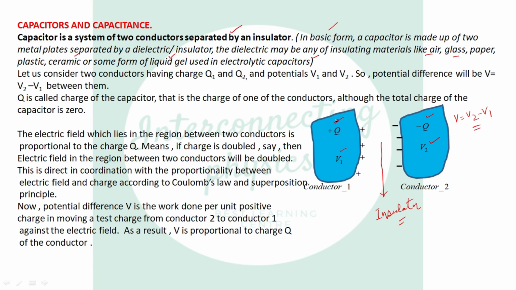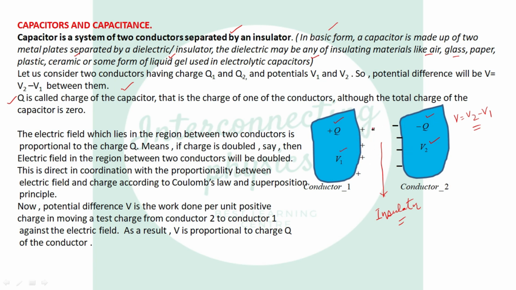Now you see the system. If we consider this as a system, then the total charge on the system is 0, plus q minus q is 0. But we say q is called the charge of the capacitor. What is the charge of the capacitor? That is, q is the charge of the capacitor, although the total charge of the capacitor is 0. But what is the charge on the capacitor? We say q.